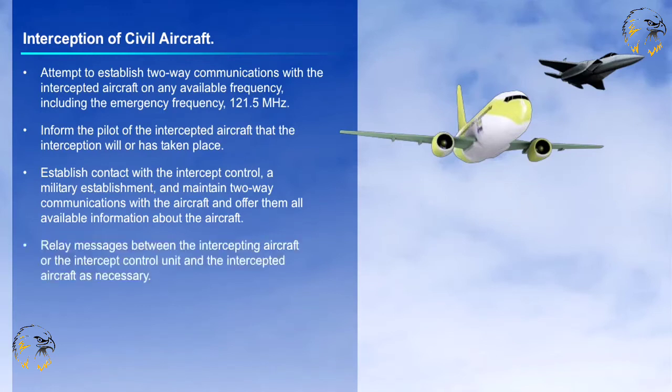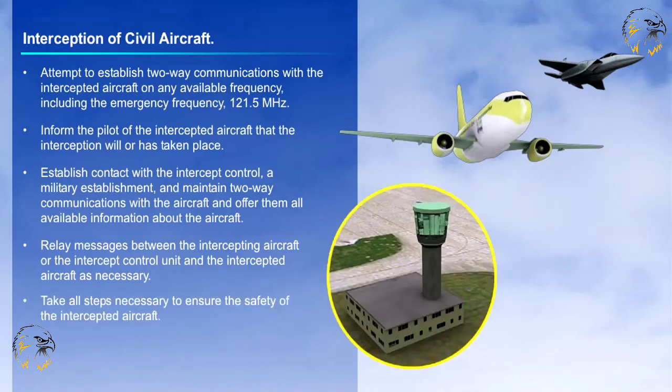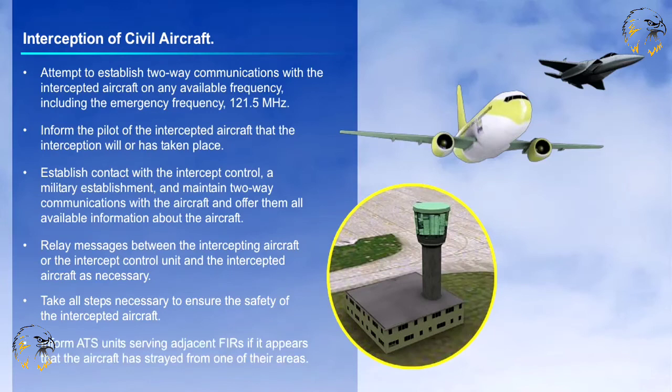Relay messages between the intercepting aircraft or the intercept control unit and the intercepted aircraft as necessary. Take all steps necessary to ensure the safety of the intercepted aircraft. Inform ATS units serving adjacent flight information regions if it appears that the aircraft has strayed from one of their areas.